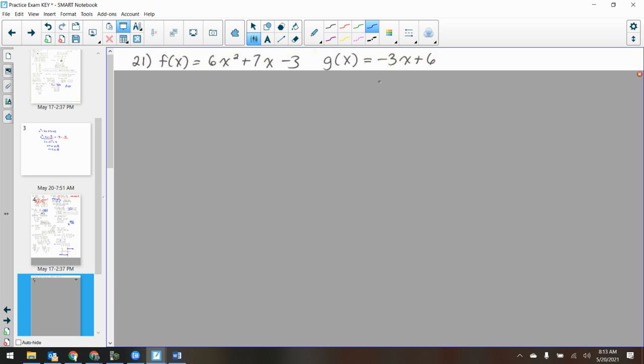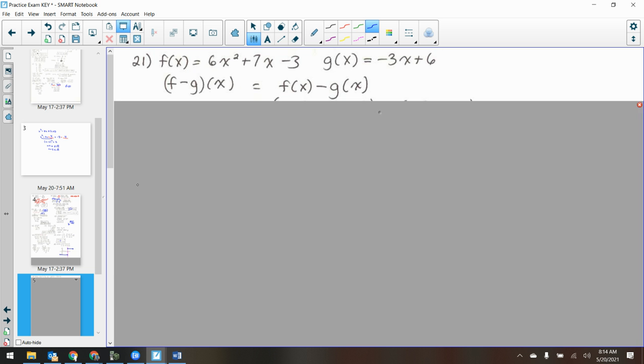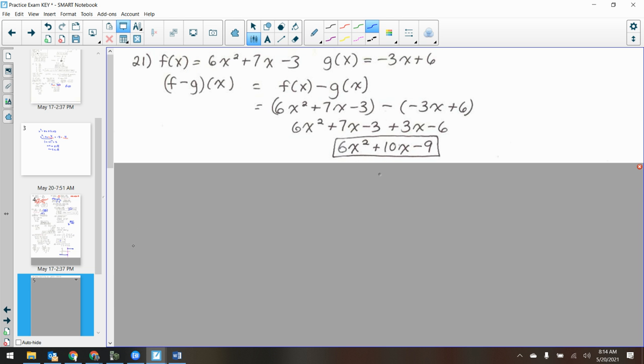Here's 21. Wasn't this one f minus g? Yeah, f minus g. So the only catch here is when you go to subtract it, make sure you use parentheses so that you can distribute that negative. Because it should have been a plus 3x minus 6. So you should have gotten a 6x squared plus 10x minus 9.